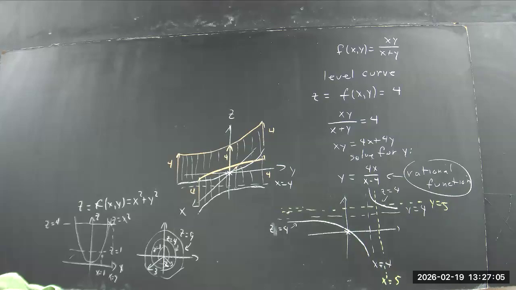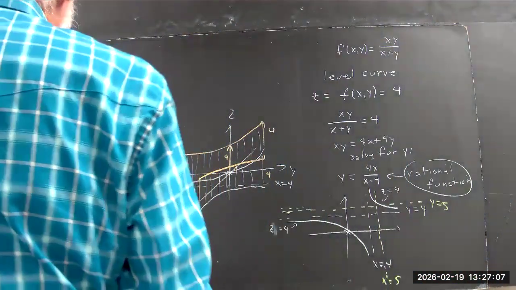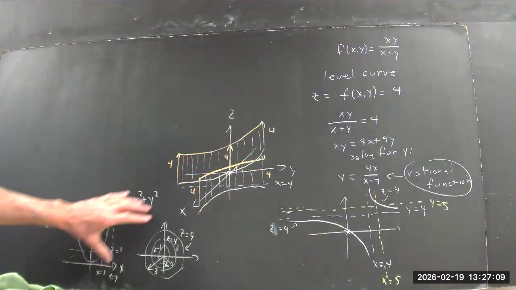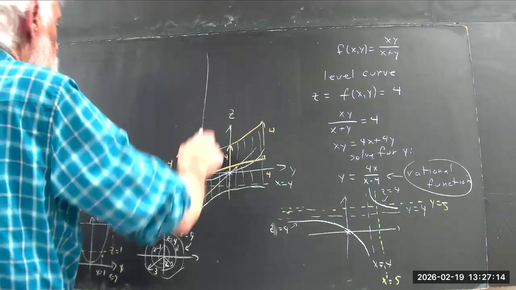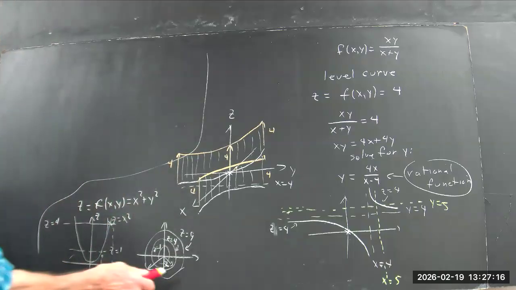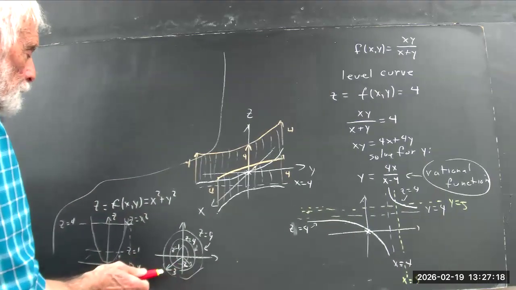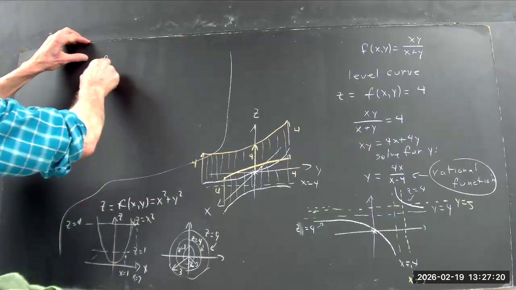Now, this gets pretty neat. You've got functions of 2 variables, and you can do level curves, okay? But let's say you got a function of 3 variables. And let's just use a function that you can handle.